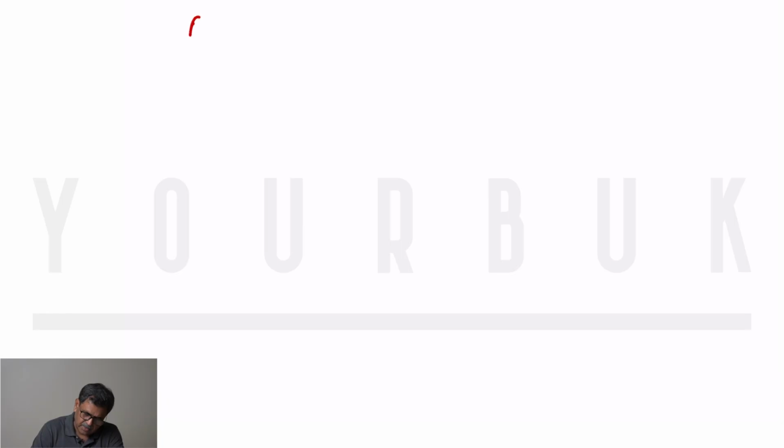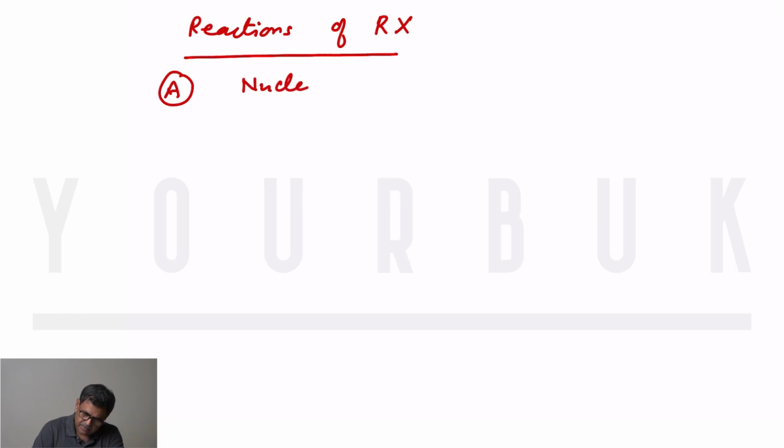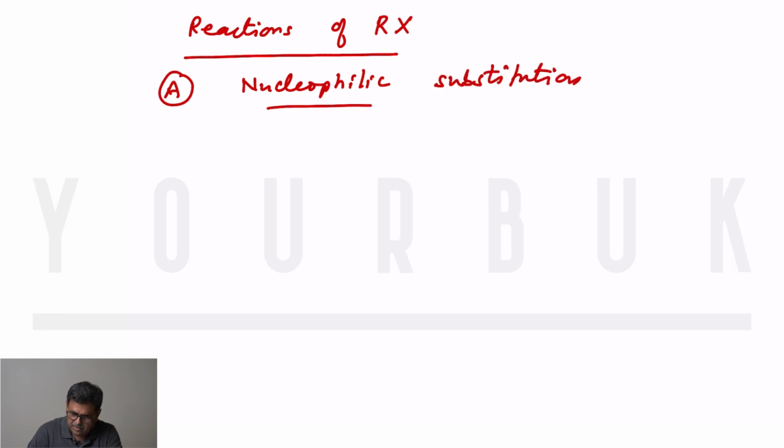Now we start with the reactions of haloalkanes. There are three categories of reactions of haloalkanes. The first one is called nucleophilic substitution. And since X negative is the best leaving group, X can be replaced by any group of your choice.